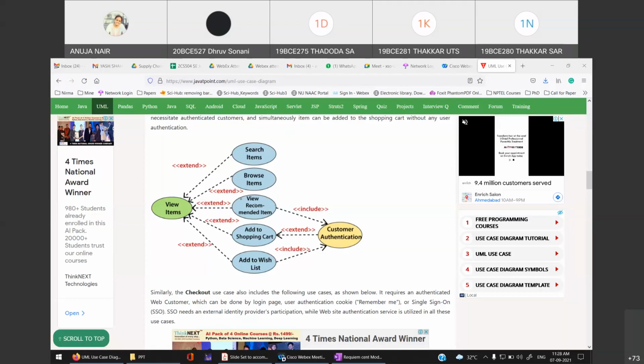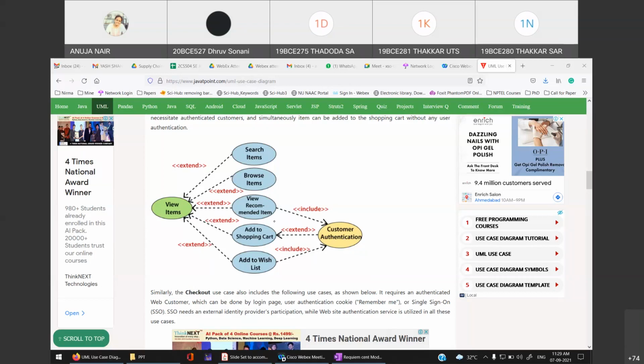Now, when you read this one, it is saying that in order to view a recommended item, you need to first do customer authentication. Recommendations, of course, we will get on the basis of our past history of searching things, right? So basically, you need to do customer authentication. And in order to add to wish list also, you need to do customer authentication, right? In order to add to shopping cart, customer authentication is what?